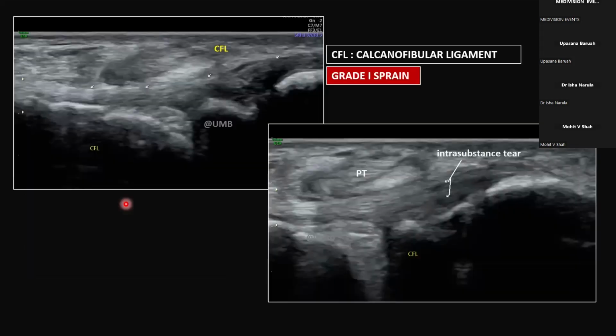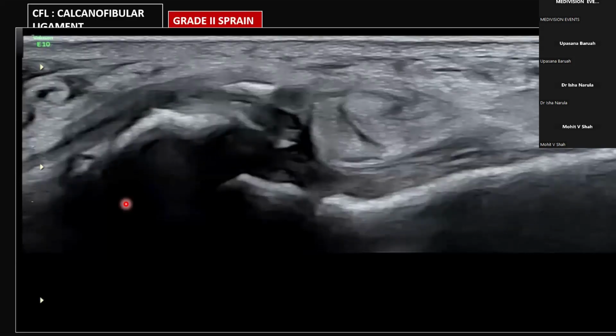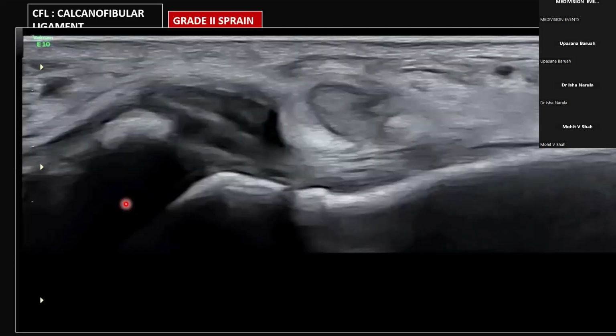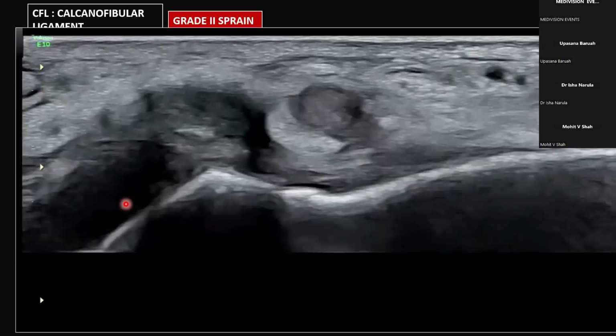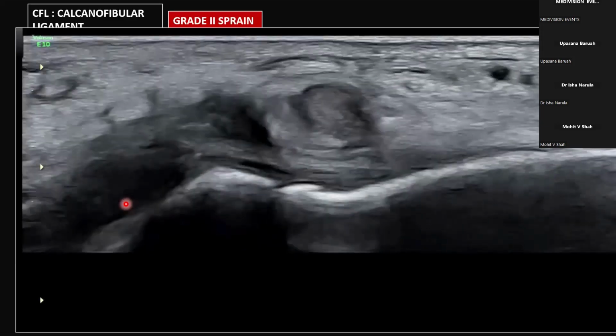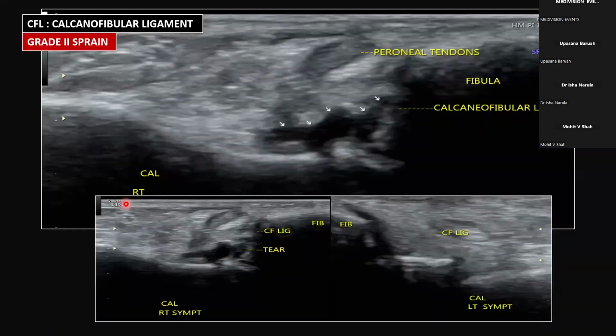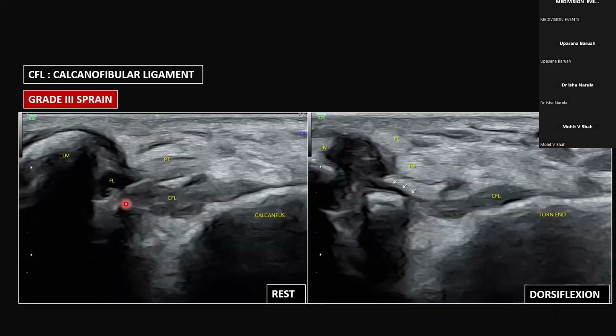This is a grade 1 sprain. This is a little confusing, so we did a dynamic study, and there is no separation of the joint, so it's a grade 2 injury of the calcaneofibular ligament. This is a grade 2 injury. Again, we can see the partial rupture, and in this case, we can see there is a complete tear of the ligament with an avulsed bony fragment, and there is no traceable ligament in this part.